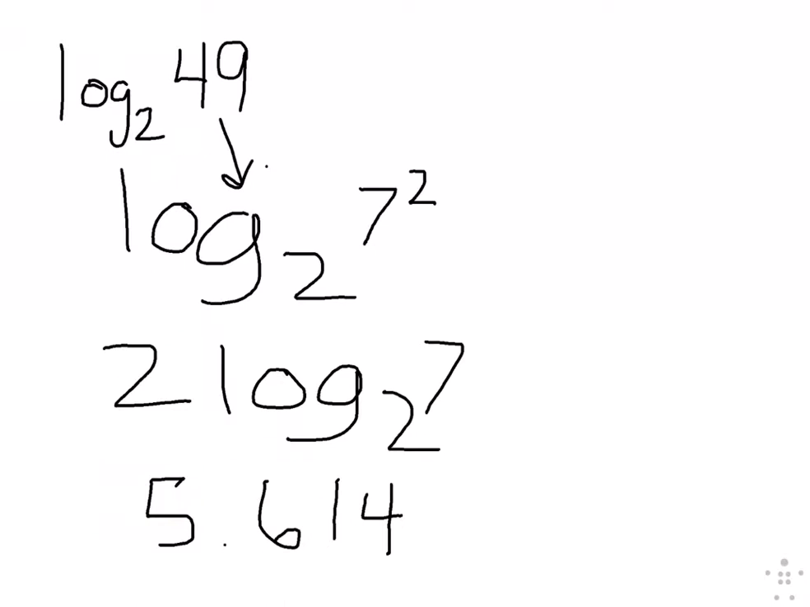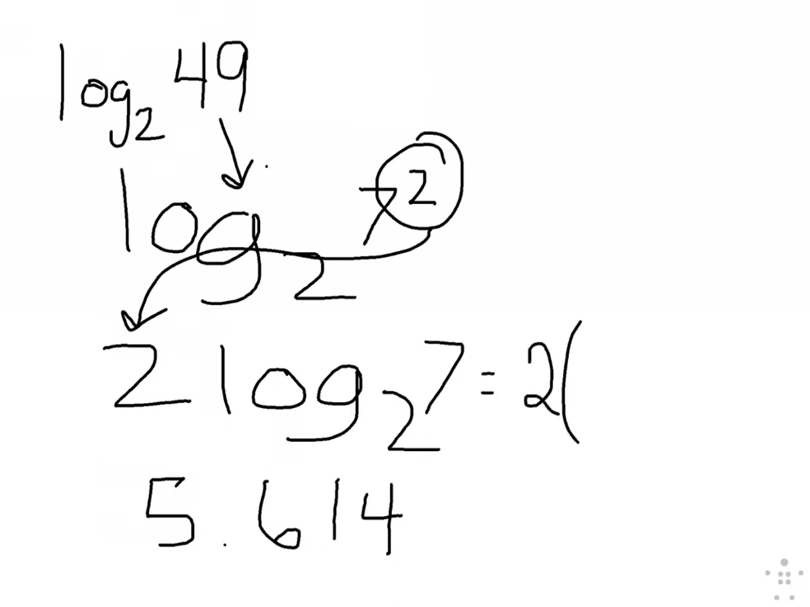So what Jalen, I think, did is 49 can be rewritten as 7 squared. Agreed? And so then Jalen used the third law, that the exponent goes to the front. Then he would have taken 2 times whatever I told you log base 27 is, which I think was 2.807. So you take 2 times that, and he got 5.614.